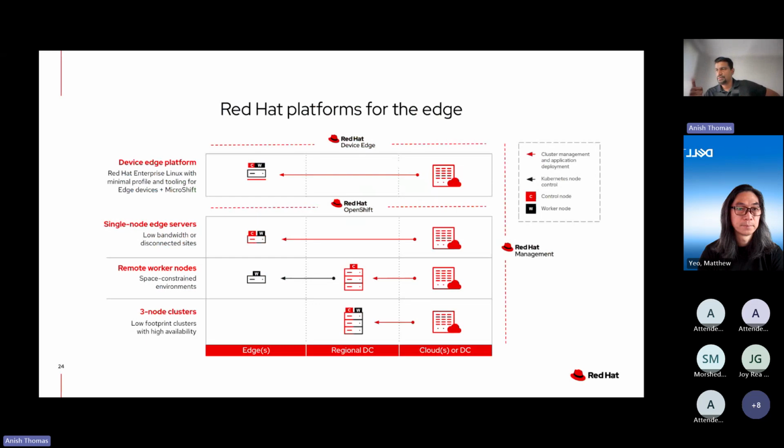So in your main data center, you have three master nodes and three worker nodes, and you have regional data centers or your branch office where you have limited resources.